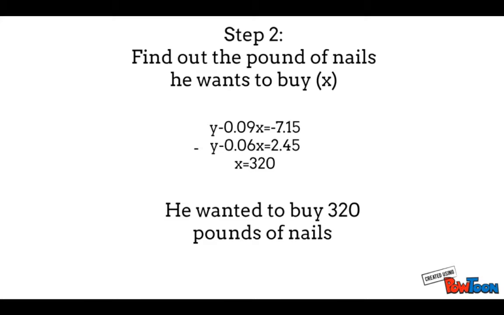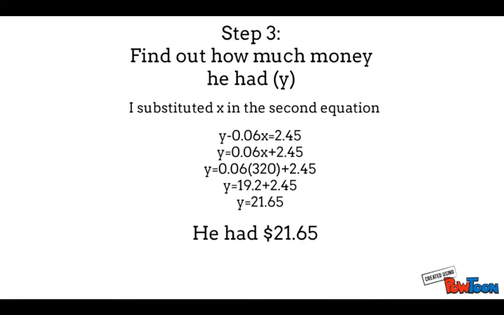Step number 2 is to find the pounds of nails he wanted to buy, which is basically finding x. I did a normal subtraction to get x equals 320. So now we know that he wanted to buy 320 pounds of nails. But we still have to check, so now we're finding y, which is how much money he had at the beginning. I substituted x, which is 320, in the second equation, and got y equals 21.65. So now you know that he had $21.65 at the beginning.